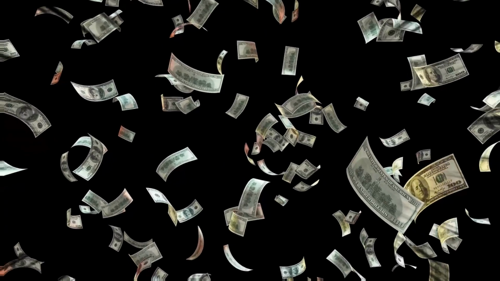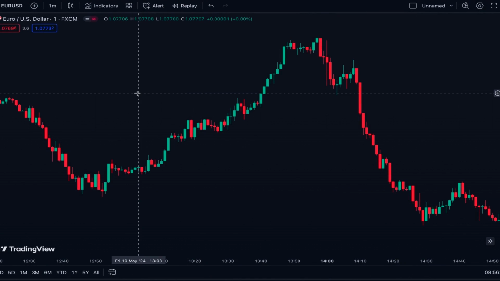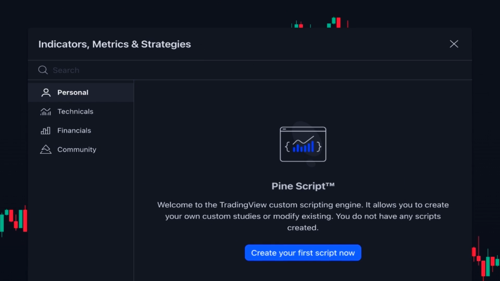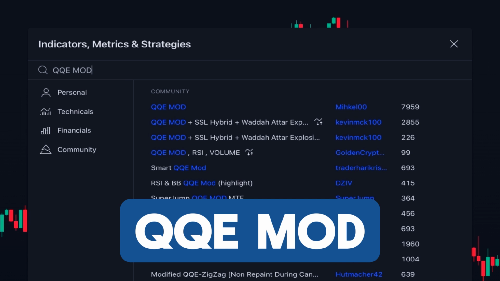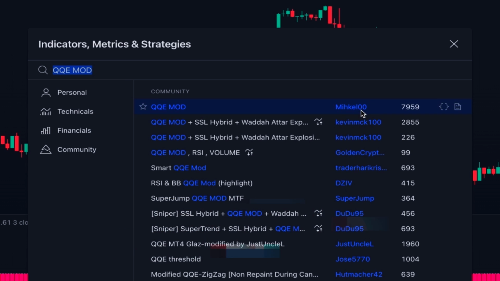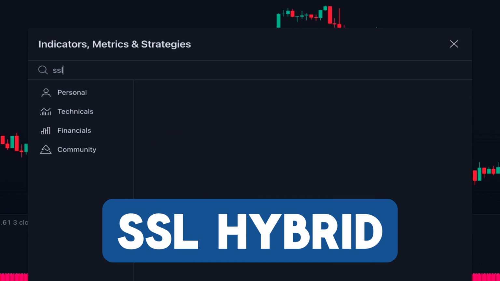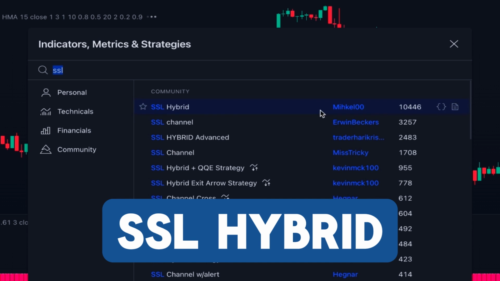profit consistently. To add this amazing indicator to our chart, here we click on indicators and first we search QQE mod. This one, which is written by Michael00, and after that we search SSL hybrid. This one, which is written by the same author, Michael00.